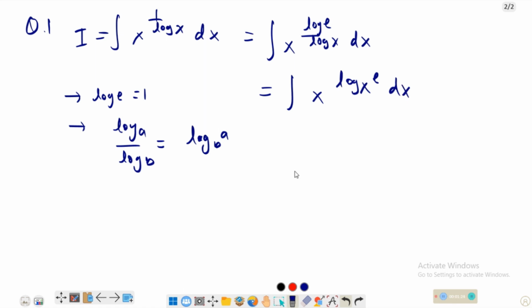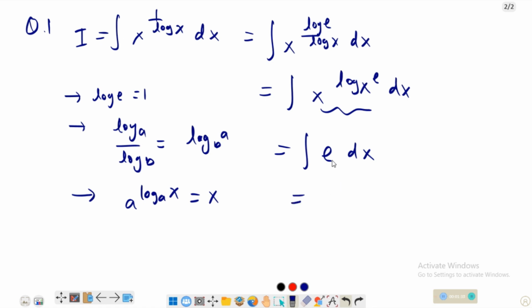Since a to the power log a base x is equal to x, this quantity is equal to e dx. Then the integration of this quantity is equal to ex plus c. So this integral is equal to ex plus c.